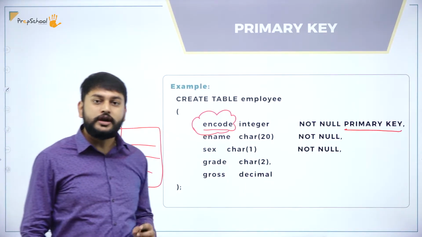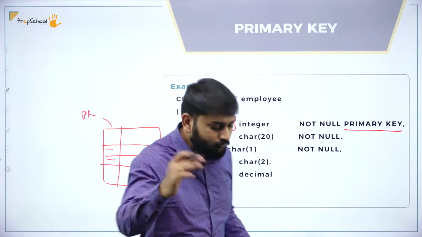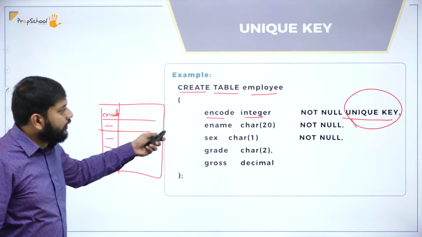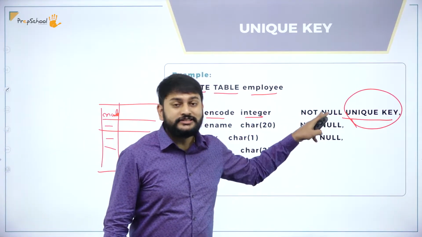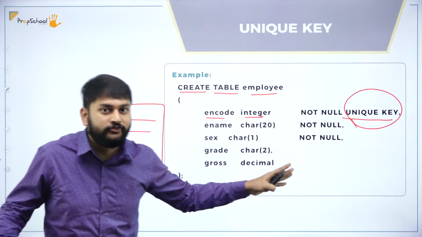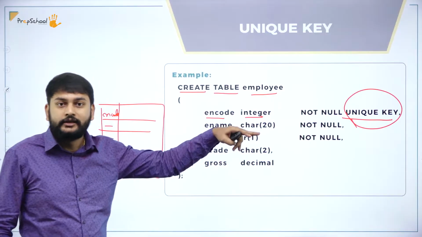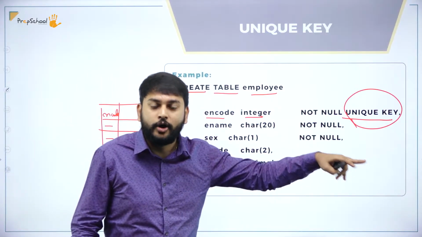So that is the two conditions it should satisfy. So then come back to this unique. Sir, if I give these two conditions, will it work like a primary key? Of course it will work like a primary key, but you cannot use this as a foreign key. That is the one more option you have.